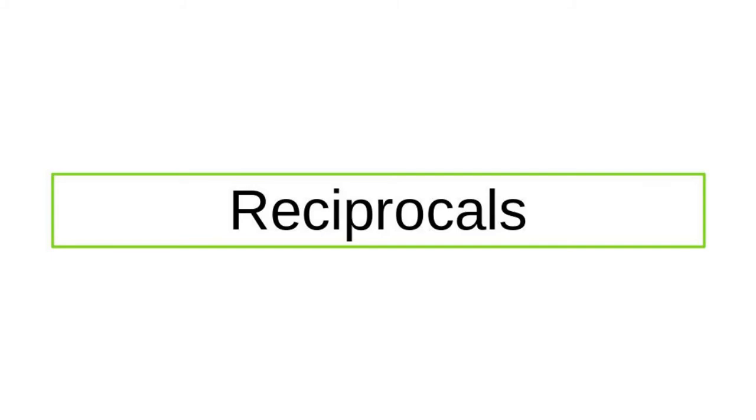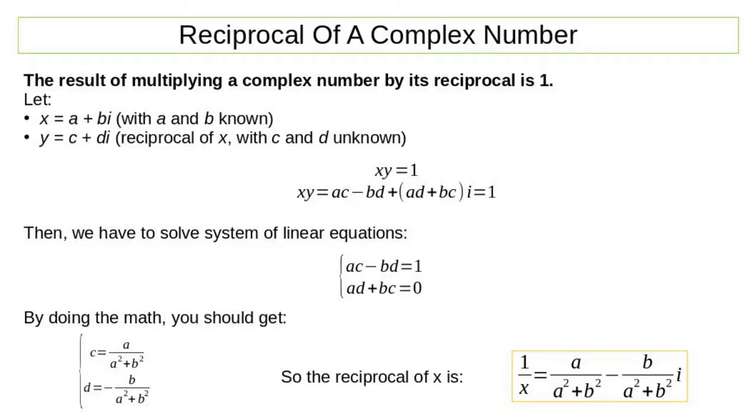In this section we will see how to calculate the reciprocal of a complex number. As you may already know, multiplying a number by its reciprocal will give a result equal to 1. The same is true when we multiply a complex number by its reciprocal. We can then apply this rule to obtain the general expression of the reciprocal of a complex number.